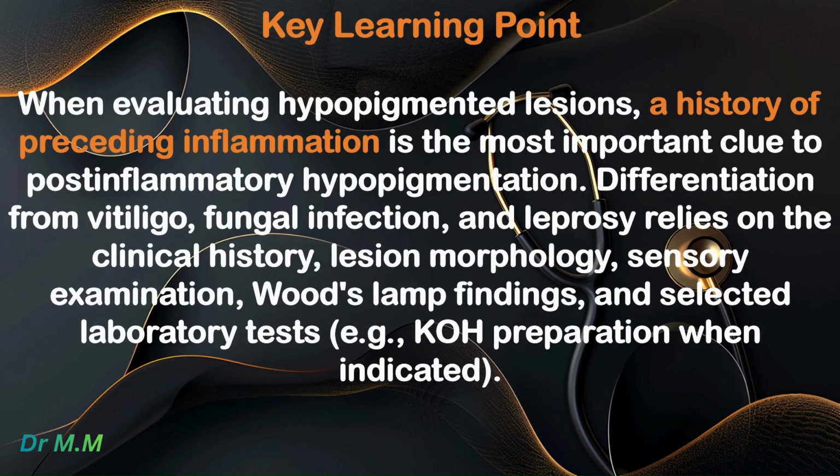Key learning point. When evaluating hypopigmented lesions, a history of preceding inflammation is the most important clue to post-inflammatory hypopigmentation. Differentiation from vitiligo, fungal infection, and leprosy relies on the clinical history, lesion morphology, sensory examination, Wood's lamp findings, and selected laboratory tests, example, KOH preparation when indicated.